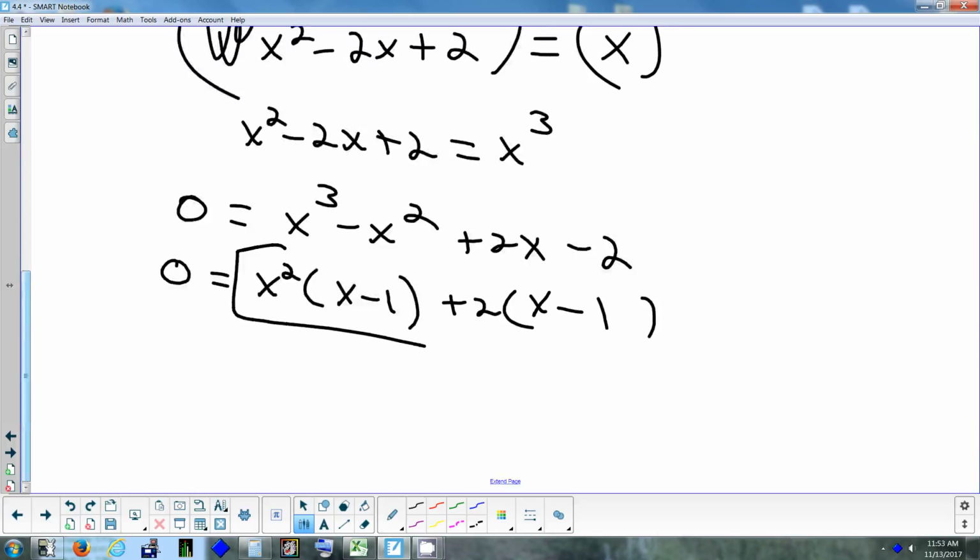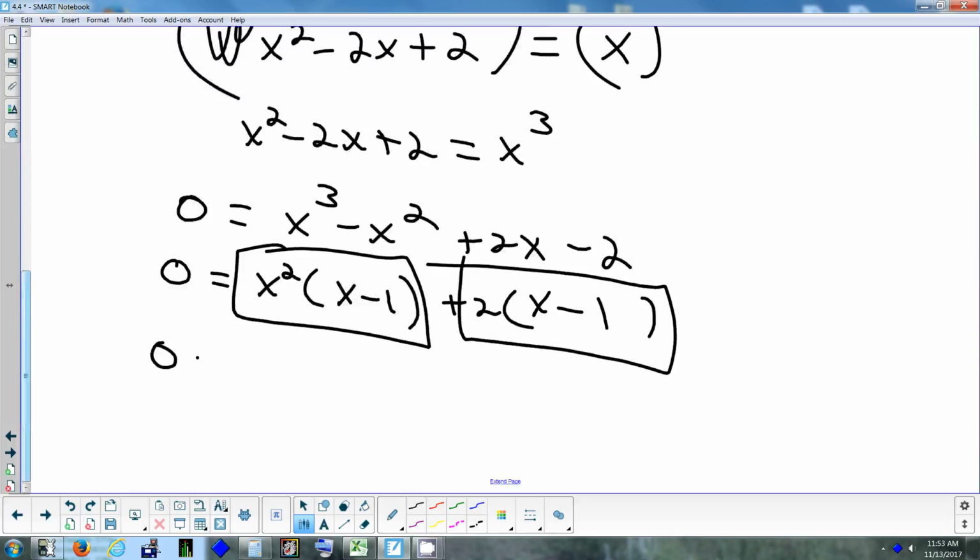And now, if you look at each box, what's common to each one? X minus 1. So I'm going to factor that out. If I do that from the first box, what's the only thing that's left? X squared. And then if I do it from the second box, I'm left with a plus 2.